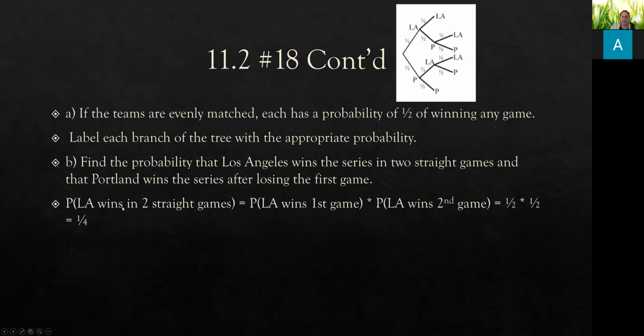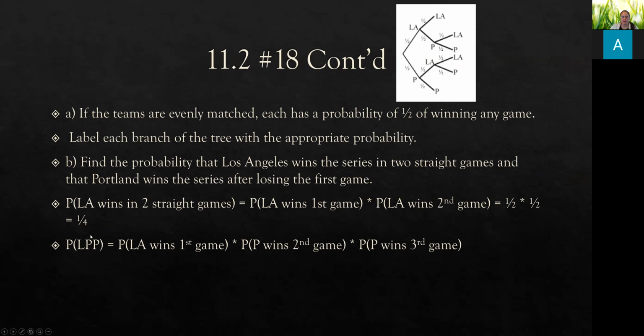So the probability that LA wins in 2 straight games, that's the probability that LA wins the first game times the probability that LA wins the second game. So that'll be 1/2 times 1/2. Here we have a 1/2 and here we have a 1/2, and that gives us 1/4.